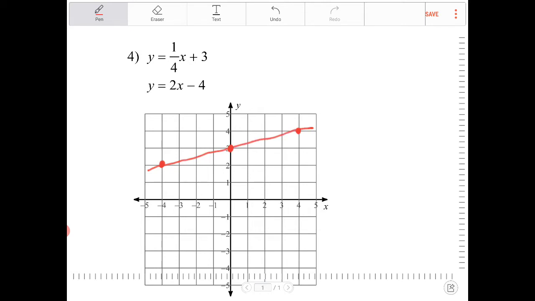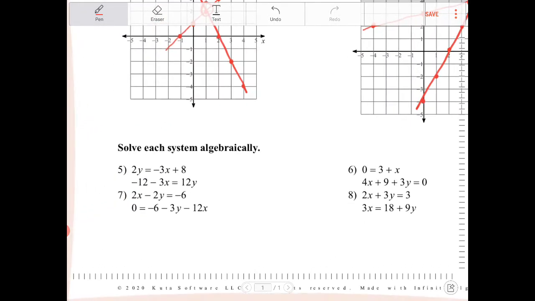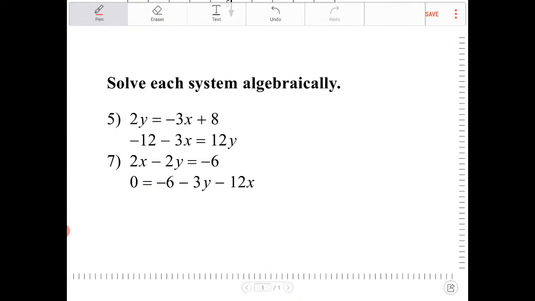And then I have a y-intercept of -4 and a slope of +2, which means I'm going to go up 2 and over 1, up 2 and over 1, up 2 and over 1, and so forth. So I'm going to have something that looks like this. So this is going to be our point of intersection. The point of intersection is (4, 4). All right, here are some of the questions that need to be solved algebraically.